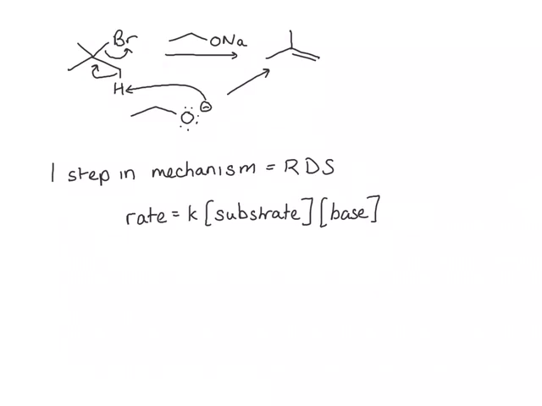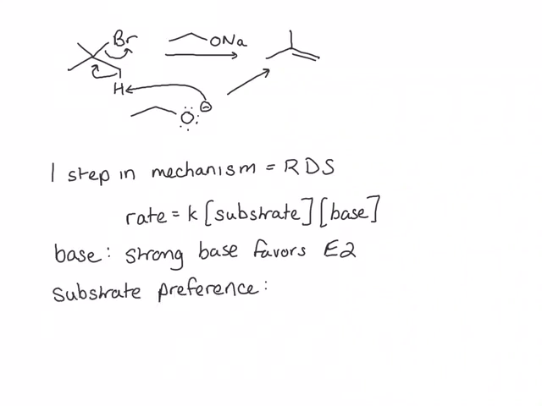It is bimolecular. Therefore, the structures of the substrate and the base affect the rate of an E2 reaction. A strong base speeds up the rate of the E2 mechanism, therefore favoring it. We see the same substrate preference for E2 that we saw with E1, where tertiary substrates react more quickly than secondary, which react more quickly than primary.